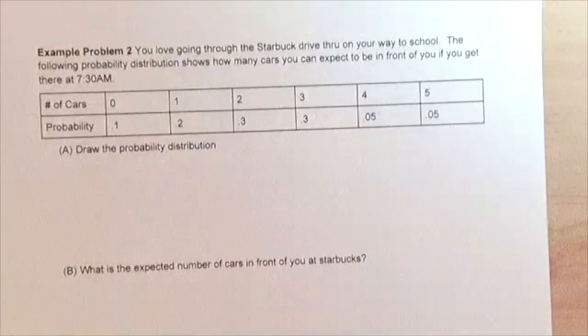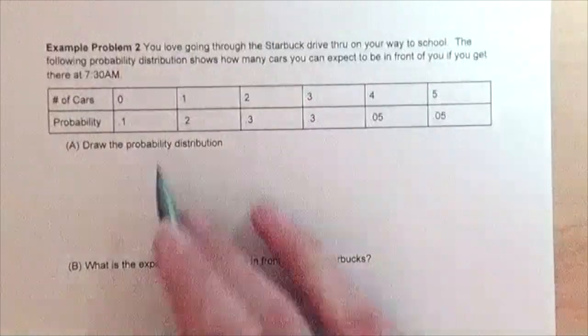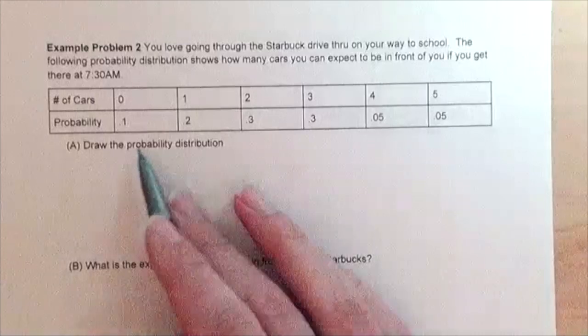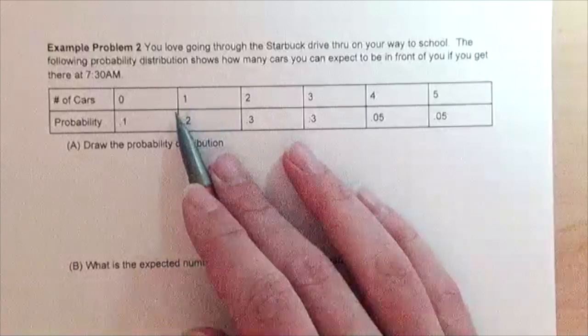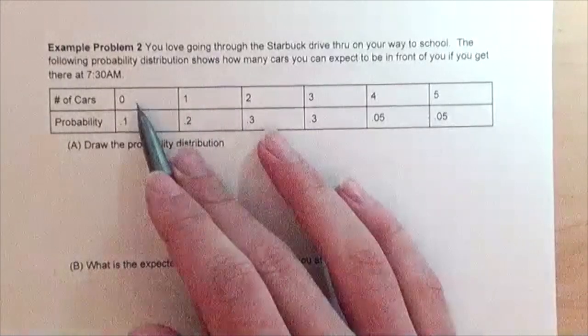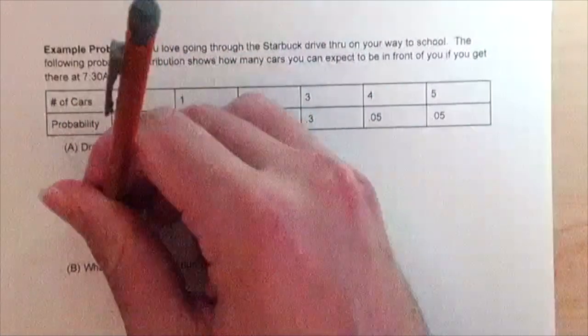All right, excellent. Let's tackle this second question and then also look at the formulas on the bottom. Okay, good. So this question says you love going through the Starbucks drive-thru on your way to school. The following probability distribution shows how many cars you can expect to be in front of you if you get there at 7:30. So I'm going to fast forward and draw it, but we know that these are the number of cars and these are their probabilities, right? So when we have to find the expected value, it's actually so easy. We did a lot of talking, but all we're going to have to do for this is multiply 0 times 0.1 plus 1 times 0.2, etc. But first, let's just draw the probability distribution.